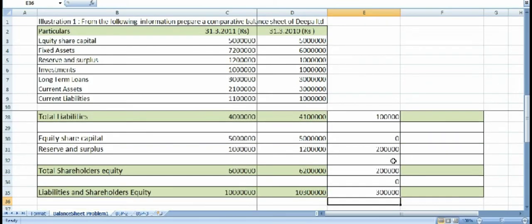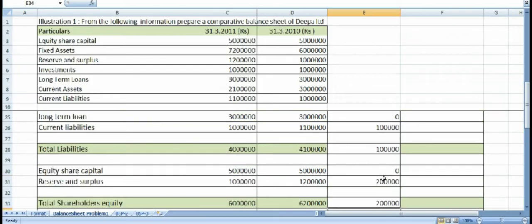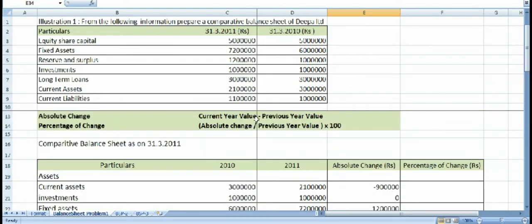In this way, we have to calculate the changes. You see the formula, current year value minus previous year value. Next, we have to calculate the percentage of change. Percentage of change is absolute change divided by previous year.